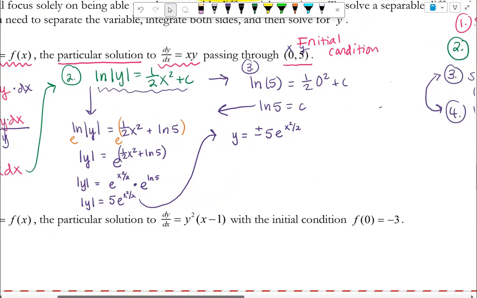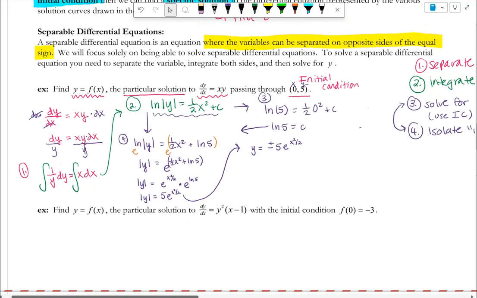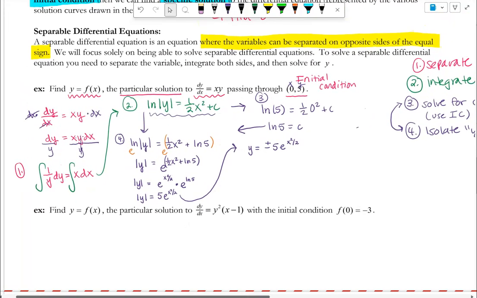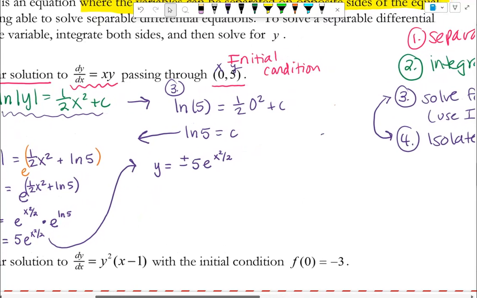So like here's the deal. Which is it? Is it positive 5 or negative 5? My answer cannot be two different equations. We are looking for a particular solution. So what do we do? We check the initial condition again. Which of those numbers, positive or negative 5, would make my initial condition true? Well, if I want y to be 5, and I'm trying to think, do I want positive or negative?